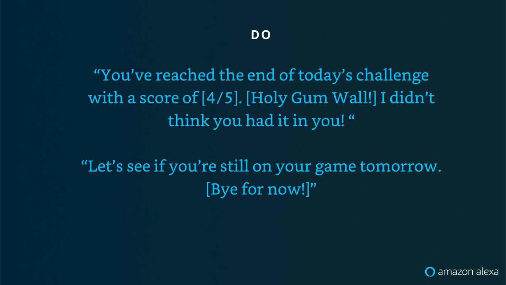So, I have a quick question. What are the little brackets in the text there, wrapped around Holy Gum Wall and bye for now? Right, so excellent question. I use this to indicate to developers that I have some dynamic data in here. Either it's dynamic in that it's user input, so my score is 4 out of 5, it might be 5 out of 5, 1 out of 5.